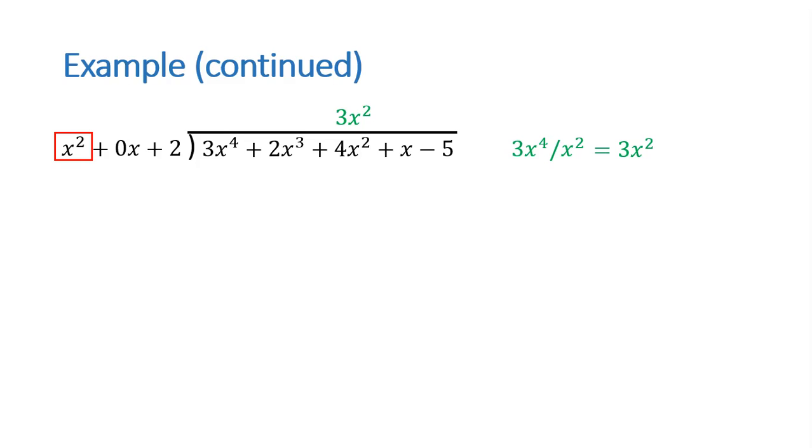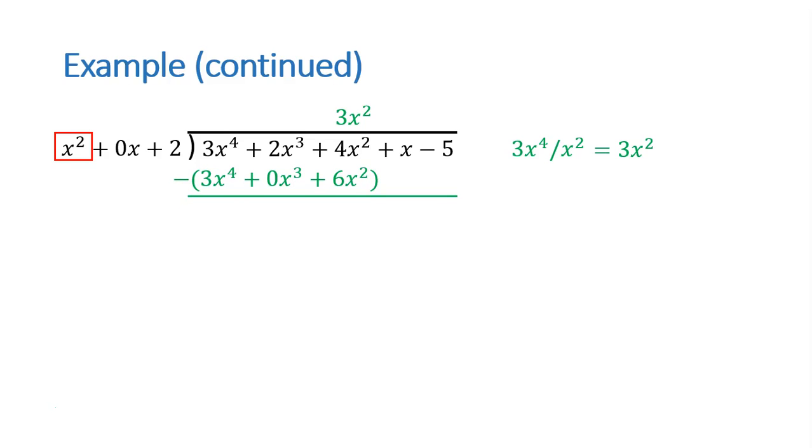So 3x squared times x squared is going to be 3x to the fourth. 3x squared times 0x, this is a little different. So the 3 times 0 gives us a 0, but we still want to multiply the x's so that we know how to line this up. So 3 times 0 is 0, but the x squared times x gives us an x cubed. So we don't want to write just a 0, we're actually going to write a 0x cubed so that everything lines up the way we need it to line up. Then we have 3x squared times 2, so that's going to be 6x squared. So we put all those terms underneath our dividend and we subtract.